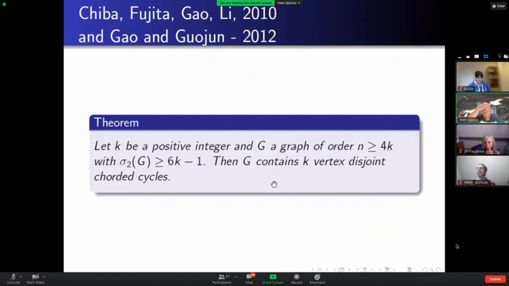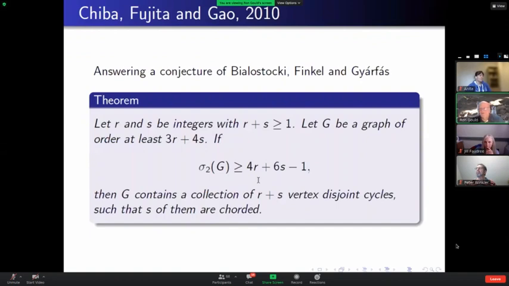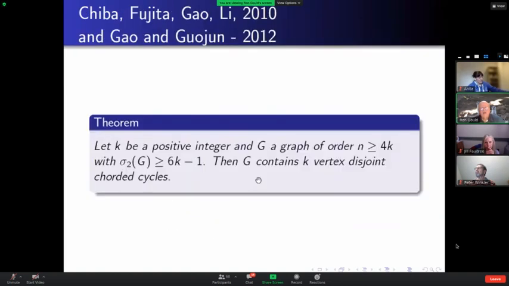There were 2 different groups that proved this following theorem. And the reason I put it in is just for its form. Let k be a positive integer and G have order at least 4k with sigma 2 at least 6k minus 1. Then G contains k vertex disjoint chorded cycles. I'm a little surprised both these papers got through because they're both corollaries of this. But they all came out at about the same time, so I think there was enough confusion going on, or at least enough lack of people knowing what was happening at the time, that both of these papers got out.